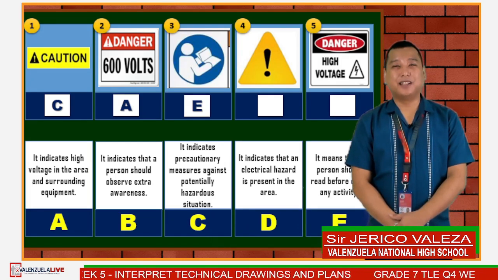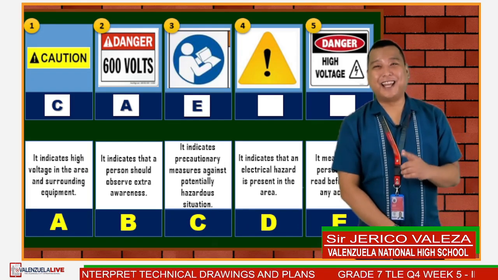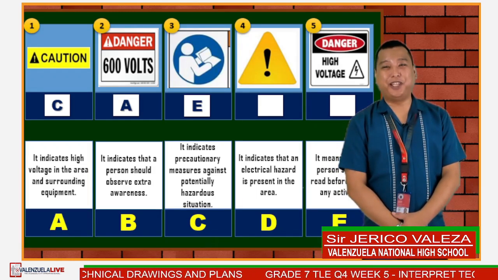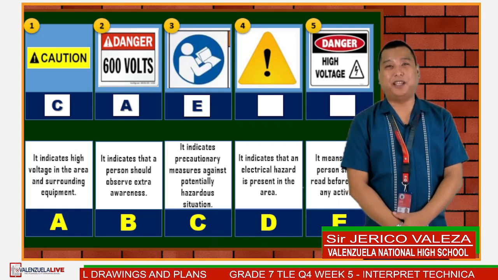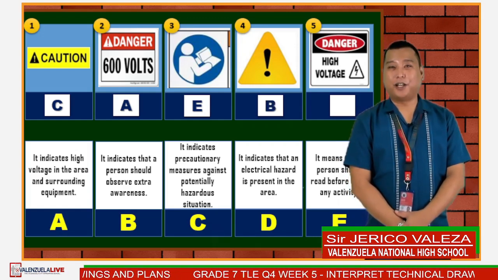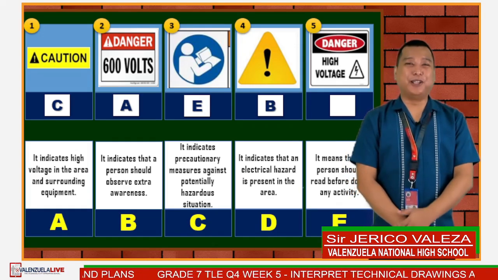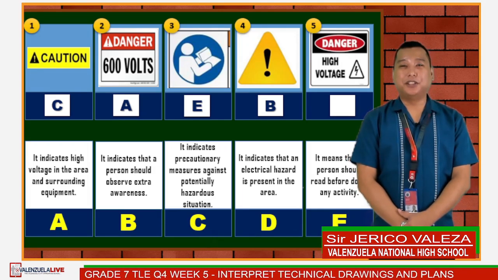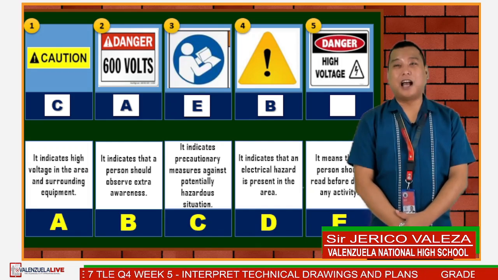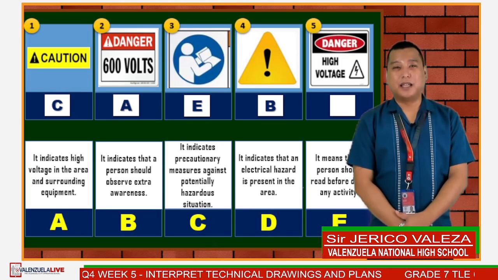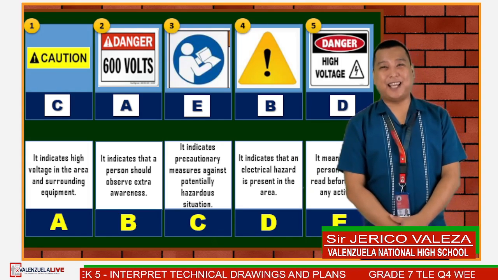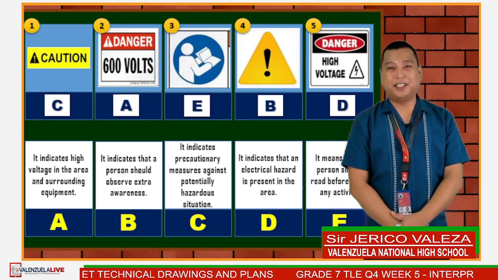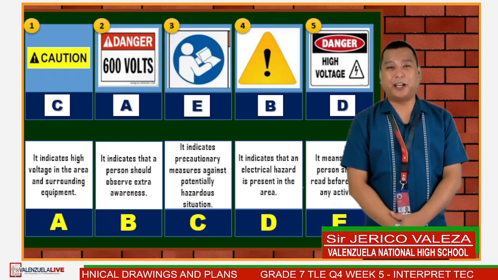Number 3, what is your answer? Letter E. It means that a person should do some reading before doing any activity. Number 4, very good. Letter B indicates that a person should observe extra awareness. Number 5, yes, letter D indicates that electrical hazard is present in the area.